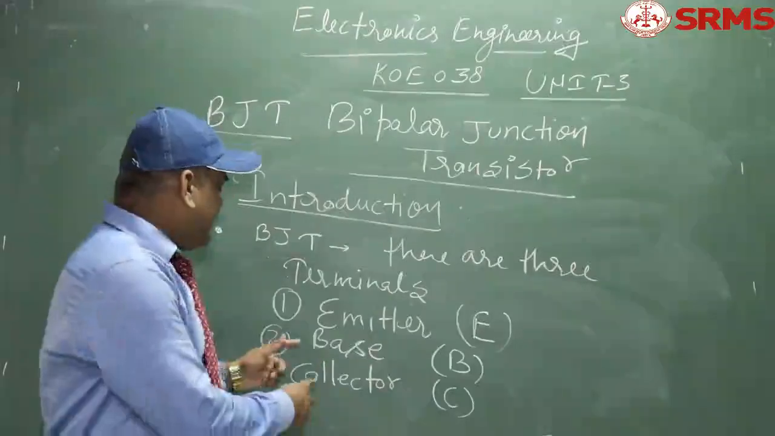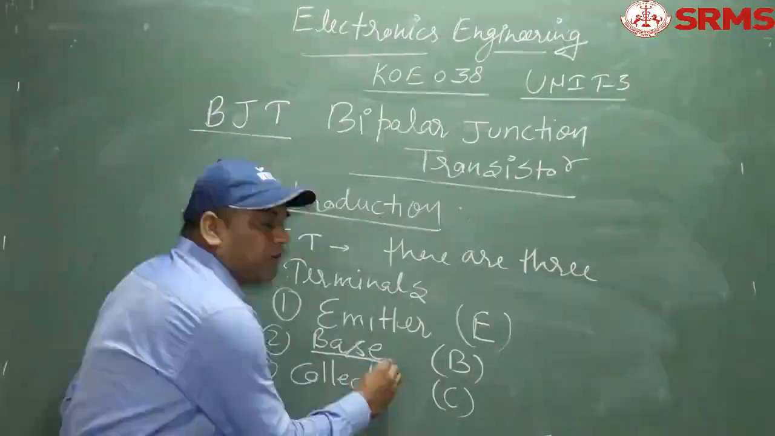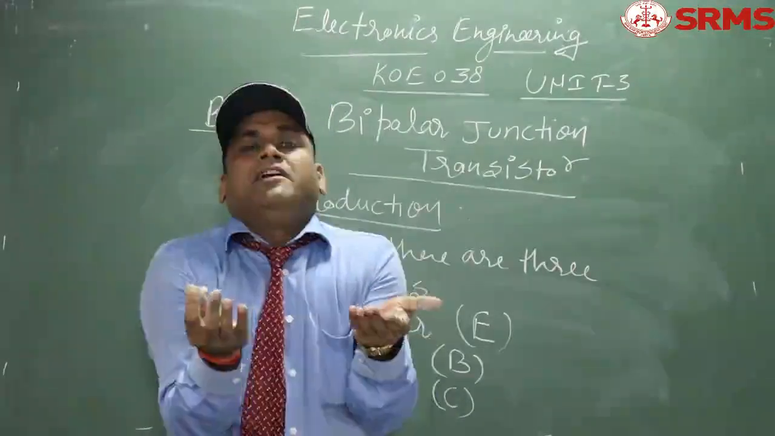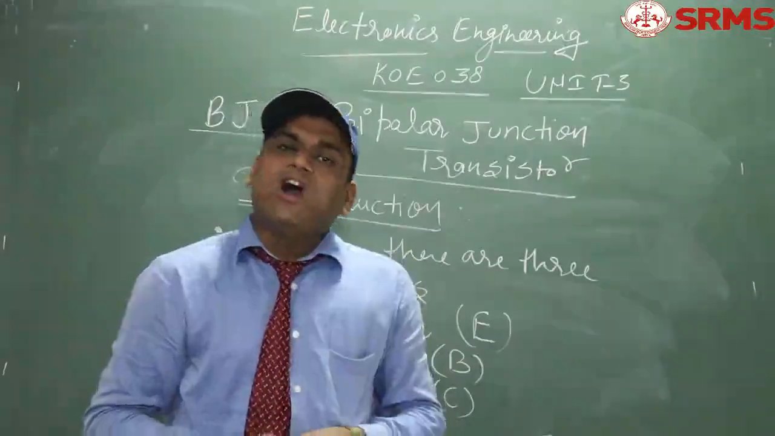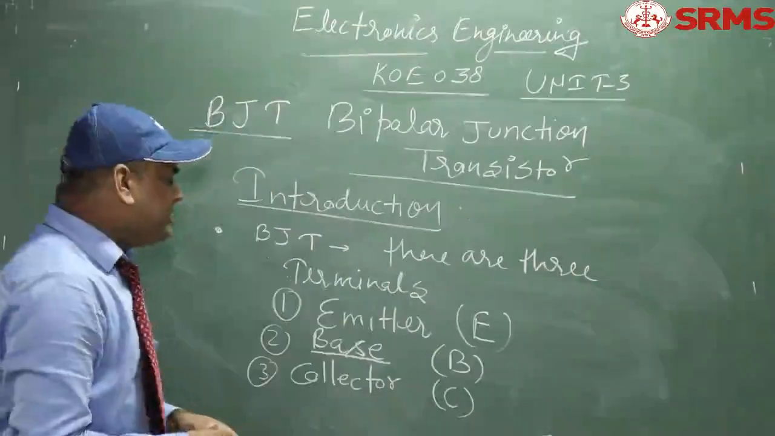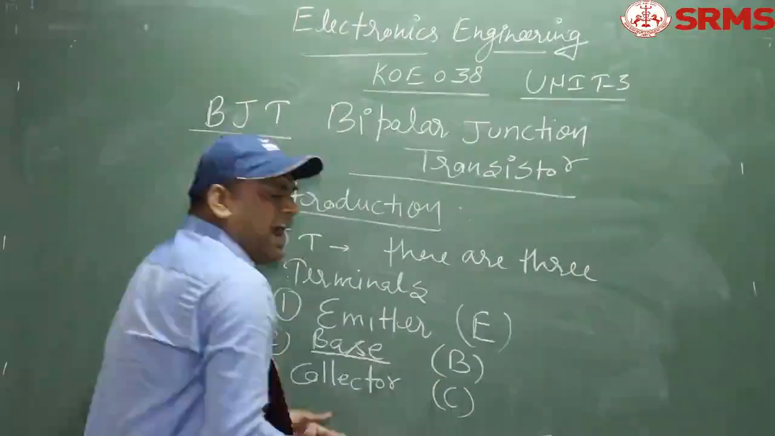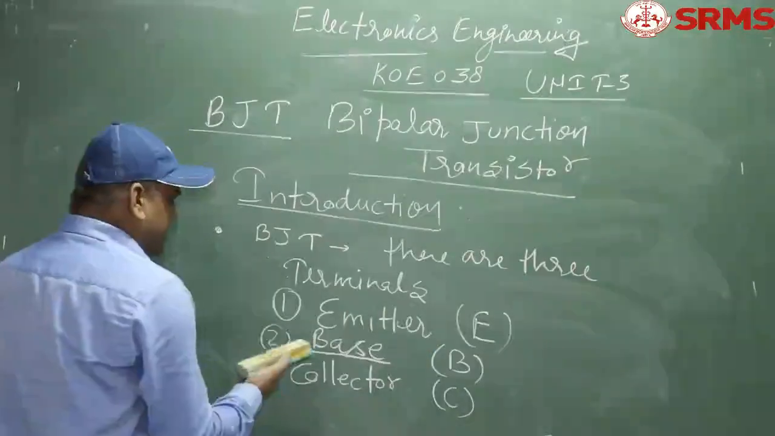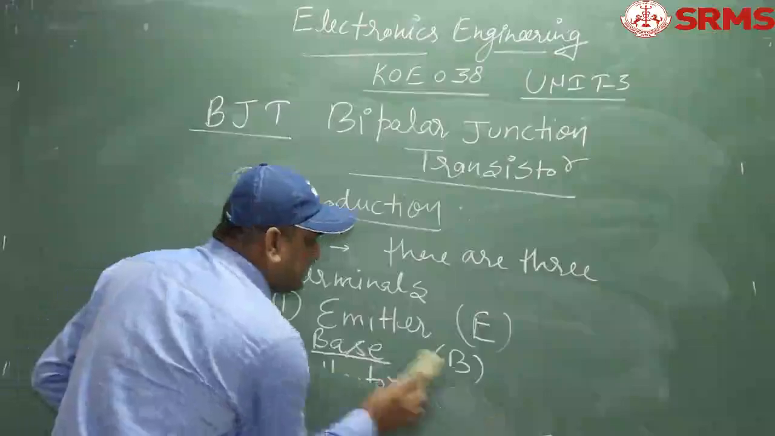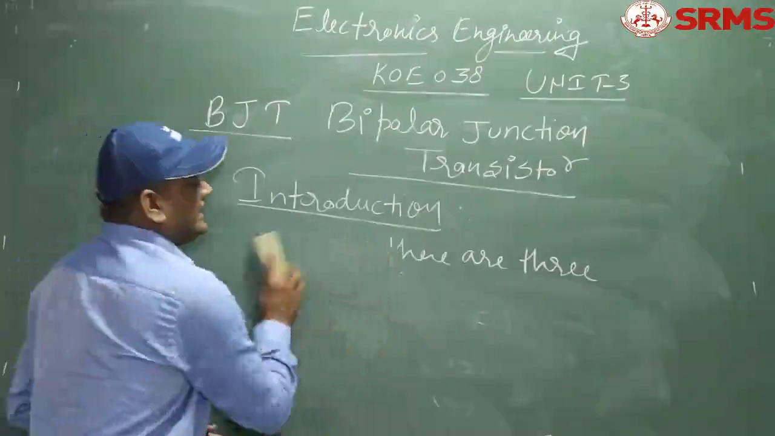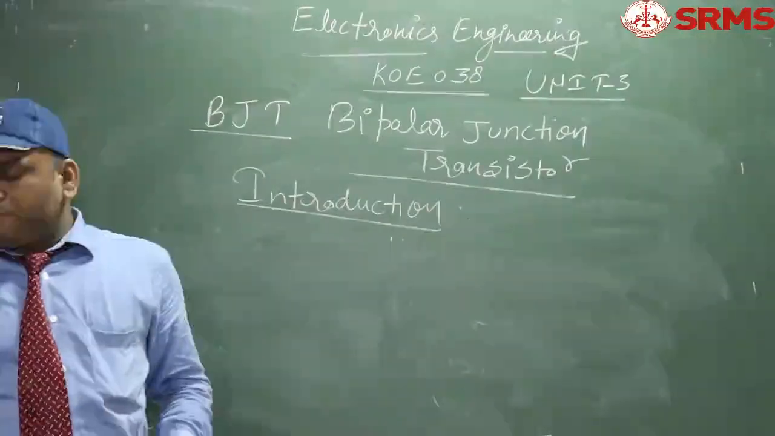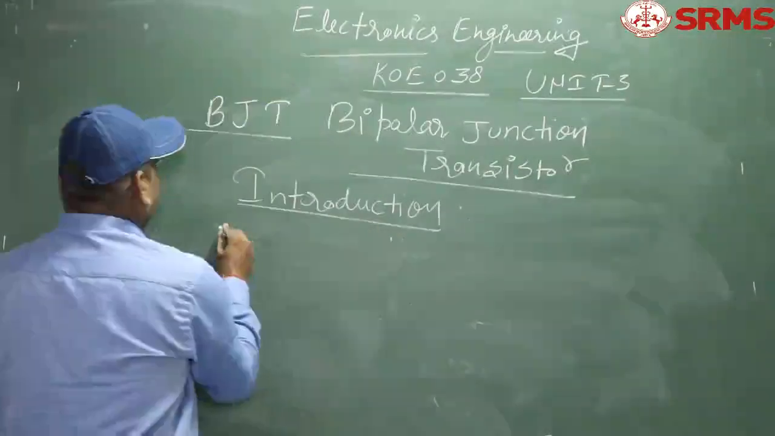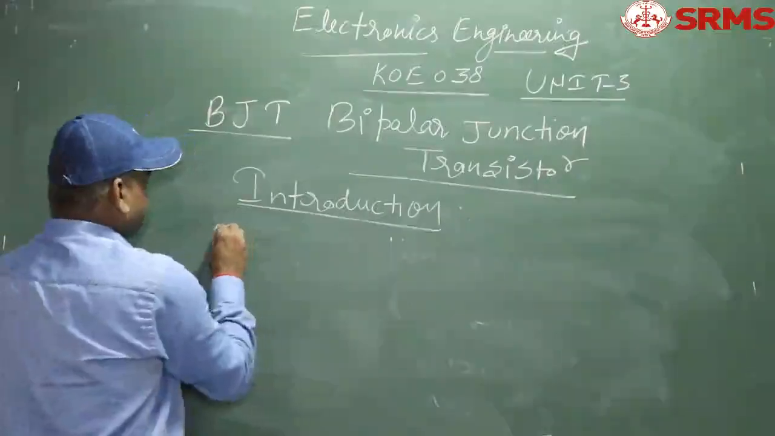Out of these terminals, your base is your controlling terminal. Is that clear? That means the output current, the amount of output current we are able to obtain at the collector terminal, depends upon the base. How it is related, we will discuss after some time. So in the BJT we are having 3 terminals: the first one is emitter, second one is base, and the third one is collector. Is that clear?